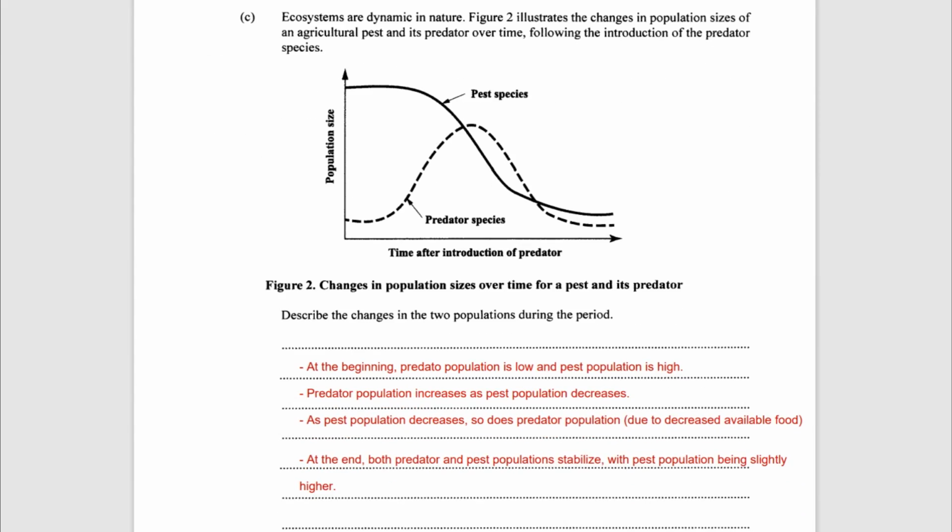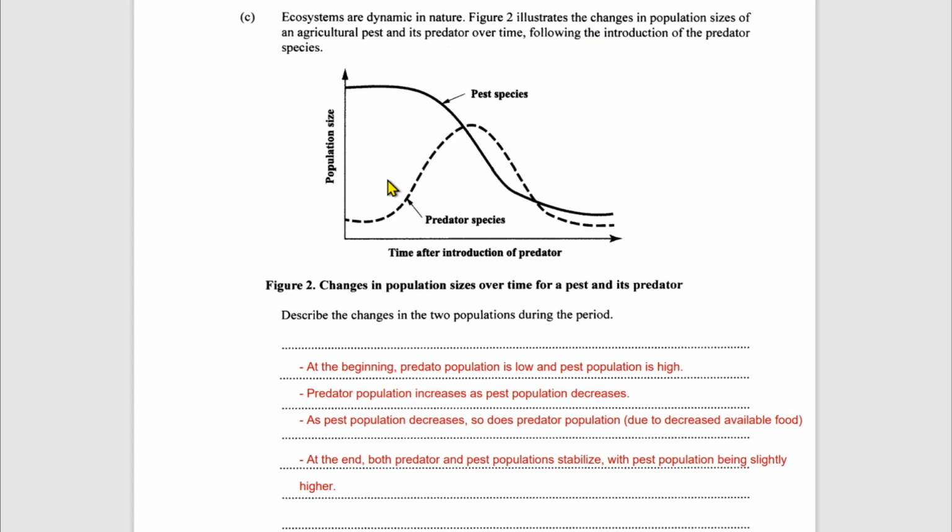Alright, so let's look at C. Ecosystems are dynamic in nature. Figure 2 illustrates the changes in population sizes of an agricultural pest and its predator over time, following the introduction of the predator species. So the predator is acting as a biological control here to help reduce the pest population.